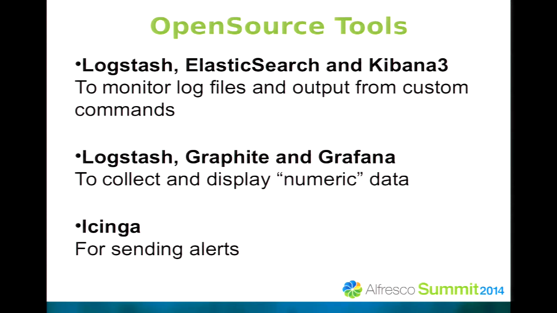The second tool is made of Logstash, Graphite, and Grafana. What we do is we collect and display numeric data. For example, the amount of CPU or the amount of disk space or how much traffic goes through our networks. So again, we use Logstash to collect the data because it can execute commands on predetermined time sets. And we are going to store the data into Graphite, which is a database for numeric purposes. And Grafana is going to be the front end we are going to use to display all the data.